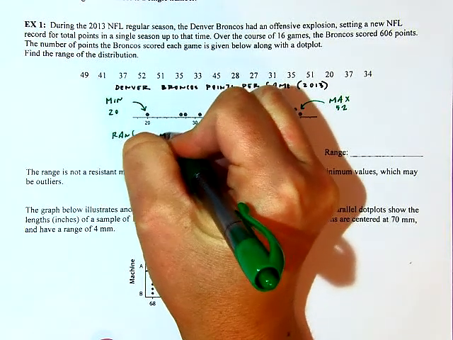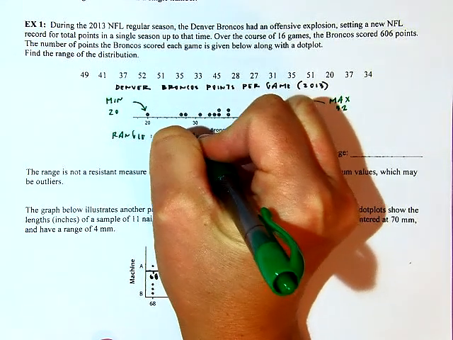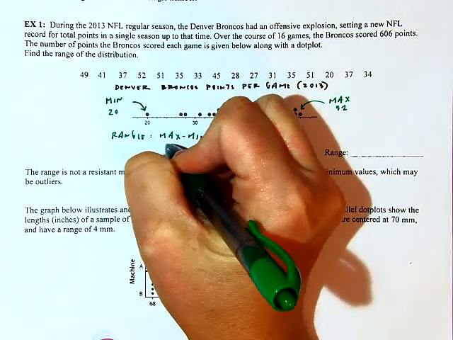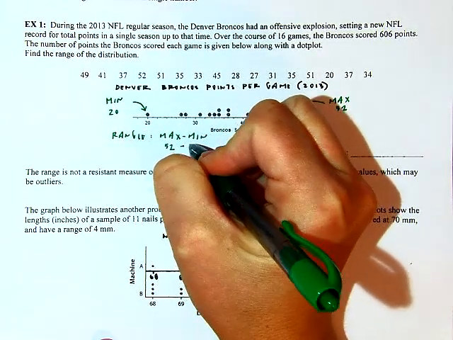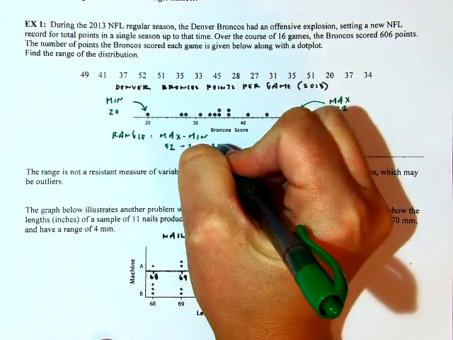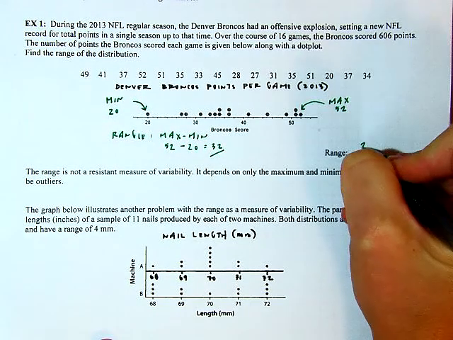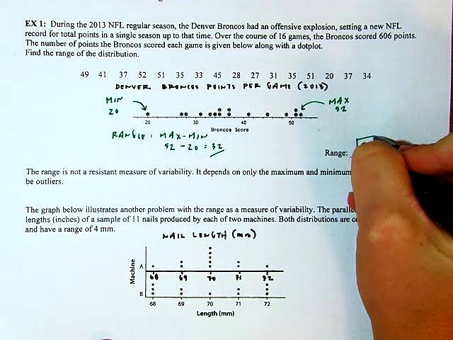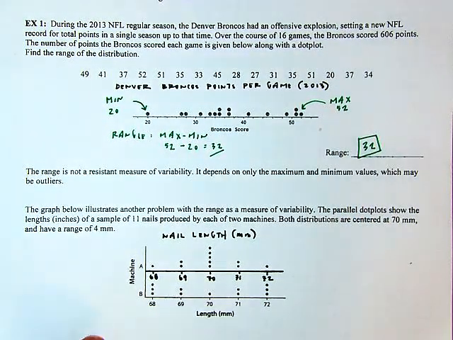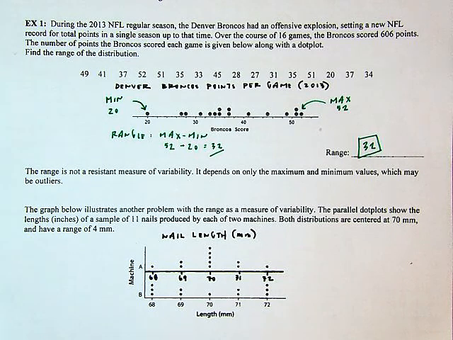So when I'm looking at my range, range is the max minus the min. So we're looking at what is 52, take away 20, and we get 32. So our range is 32, right? That's the distance the low to high are apart.